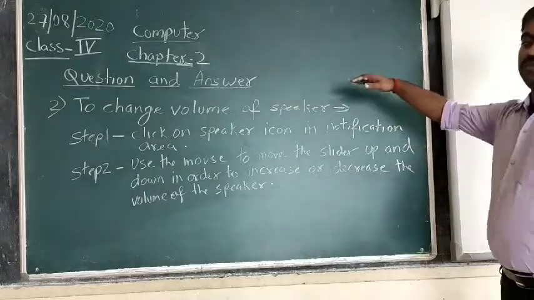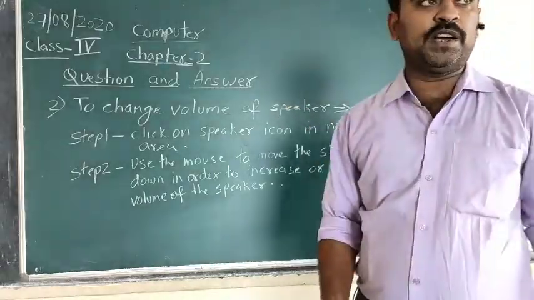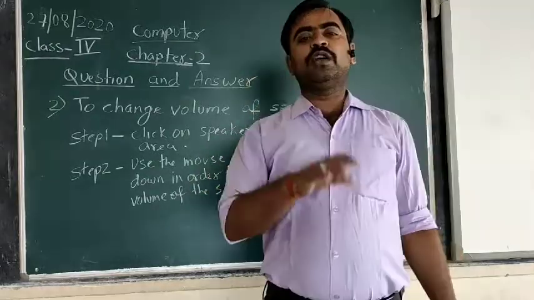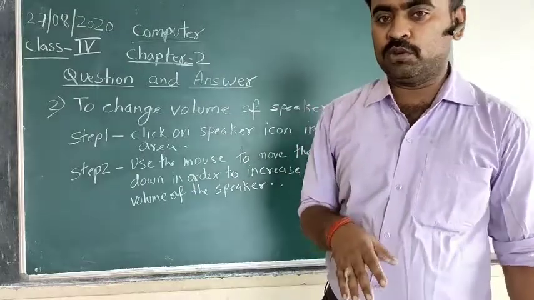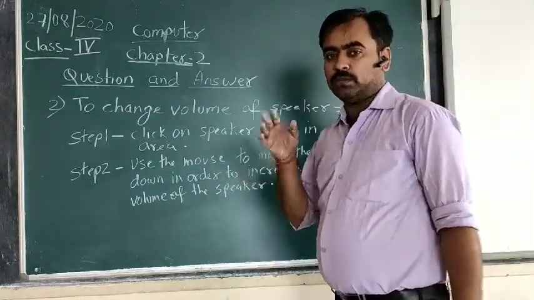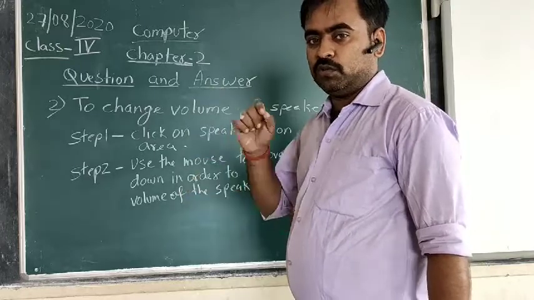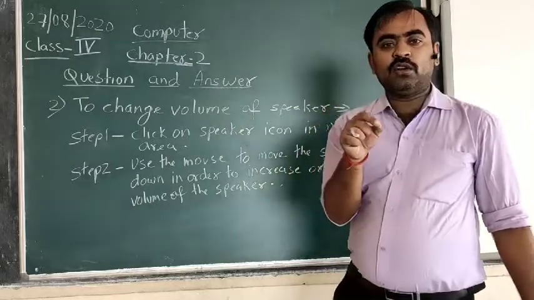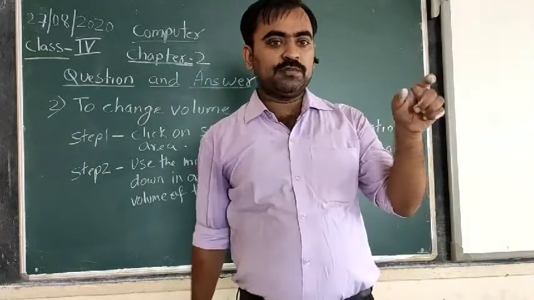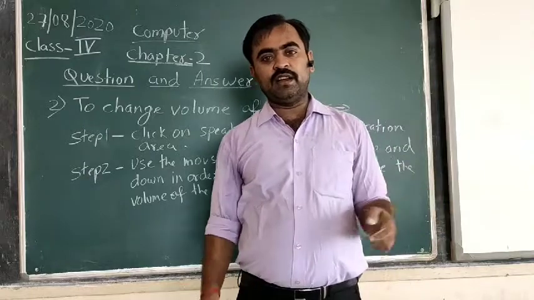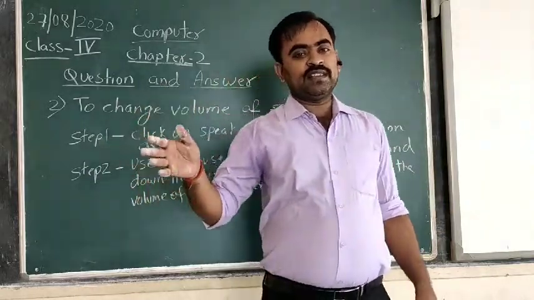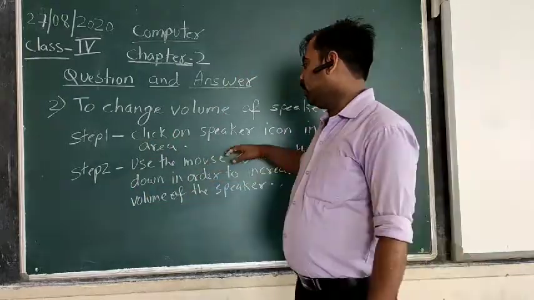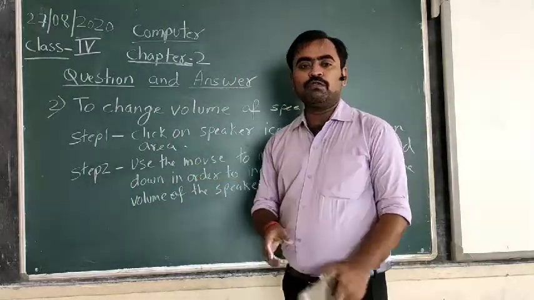Okay, so the steps which you have to follow to change the volume of the speaker. Suppose a speaker is connected to your system and you want to increase or decrease its volume from your operating system, not directly from the speaker, but from the computer itself. So what you can do? First of all, click on the speaker icon. A speaker icon is available in the notification area, that is on the right hand side bottom corner of your taskbar. Okay, and then use your mouse to move the slider.